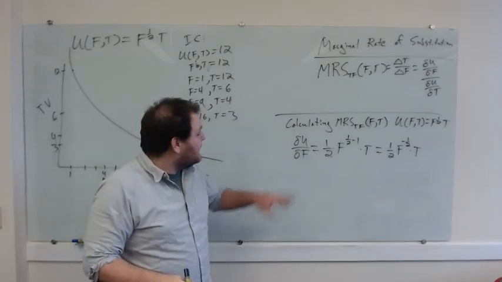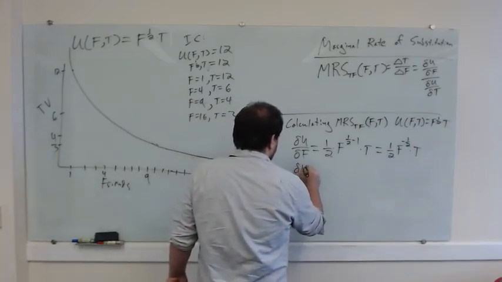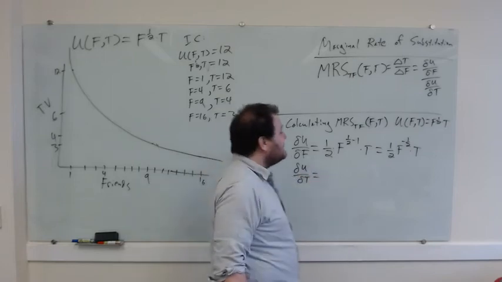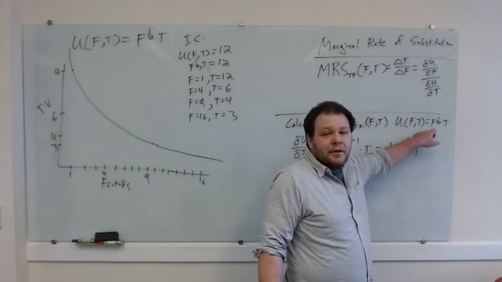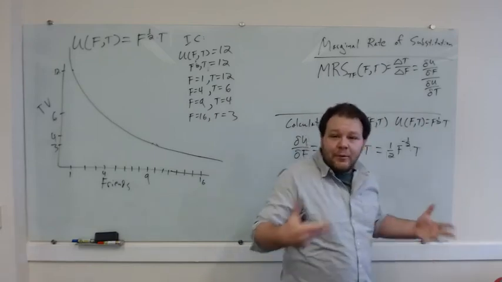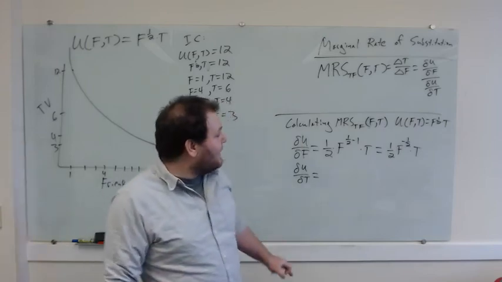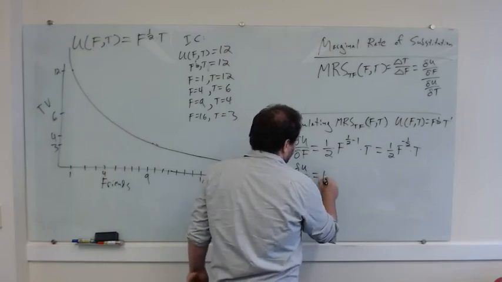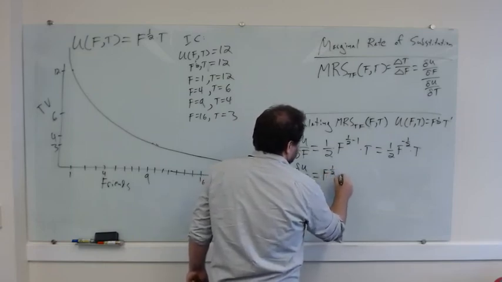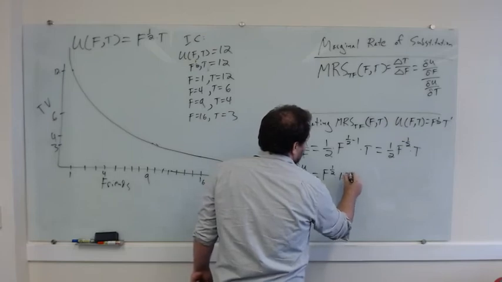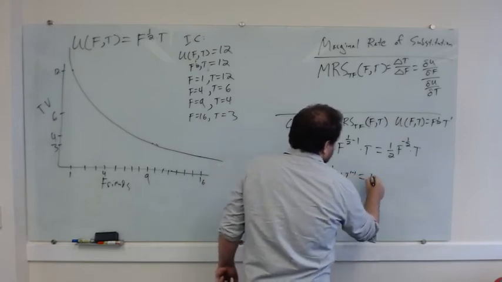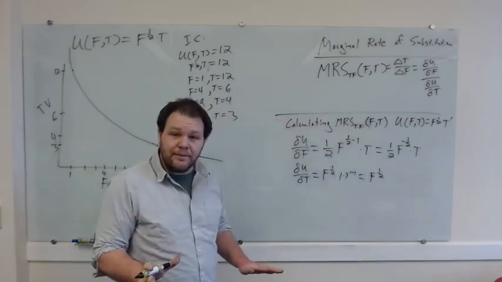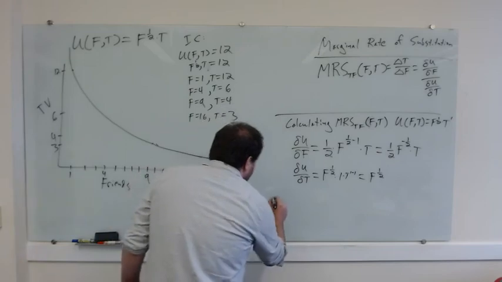Okay? So now I just need du/dt. This time we're going to treat f as a constant. So this is f to the 1/2 times t, and I want to take the derivative. Same rule, right? This is just t to the 1. So this is just going to be f to the 1/2 times 1 times t to the 1 minus 1. It's just going to be f to the 1/2 times 1. So far, so good?